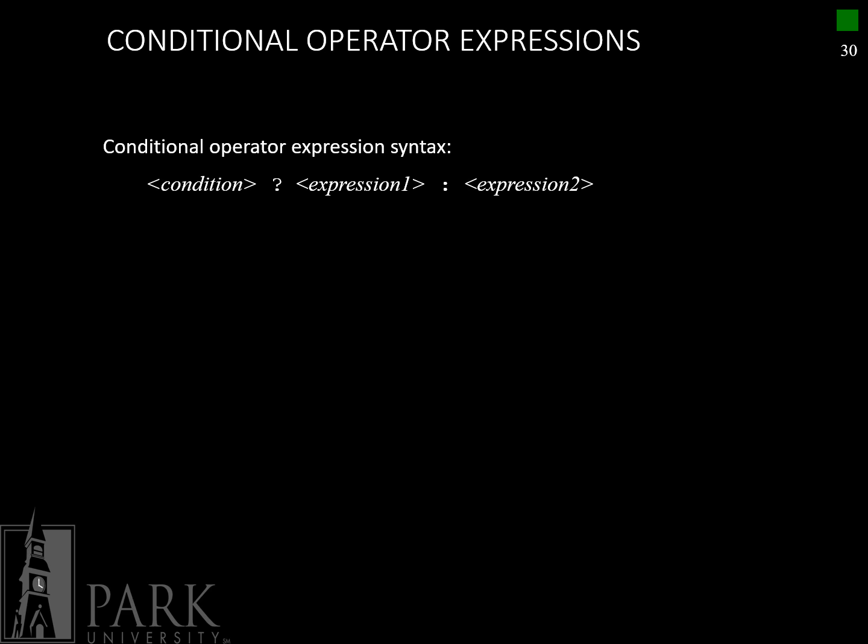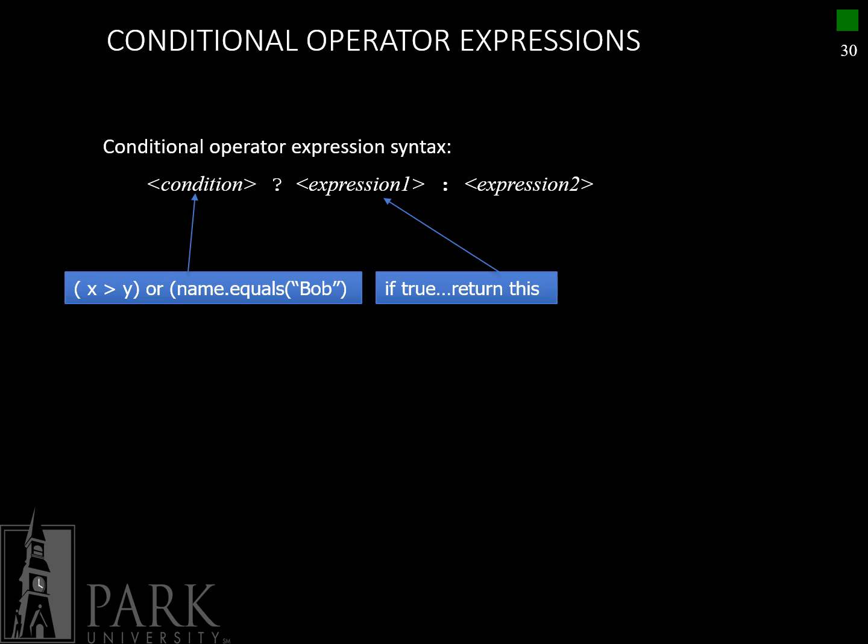Conditional operator expressions implement if-else logic using a more compact form, like this. We have a conditional statement that can evaluate to true or false. If it's true, we return this value. And if it's false, we return this.